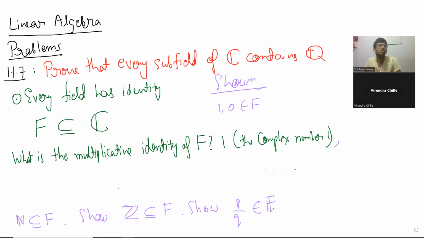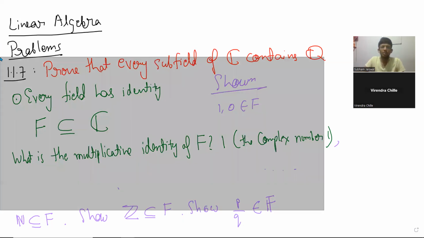Sir, we have shown 2 belongs to F. Then, since F is a field, there must exist its multiplicative inverse, 1 by 2. Yes, right. And in that way, 1 by n is there, and so m by n is also there. Correct. Done. So it's easy, right? It's a very easy question.